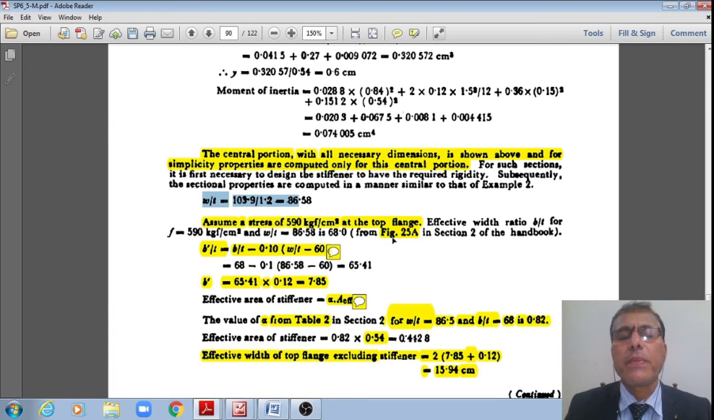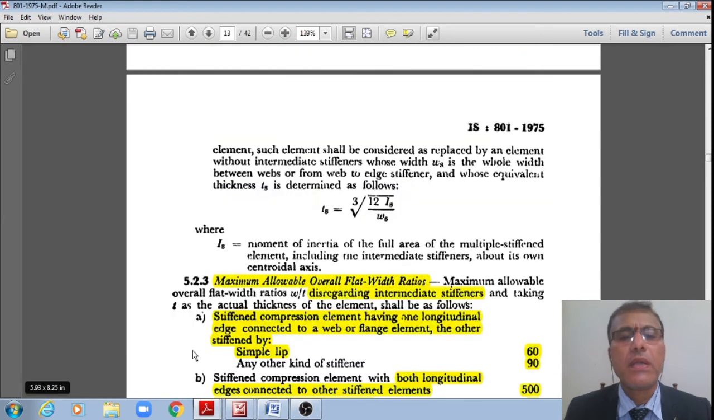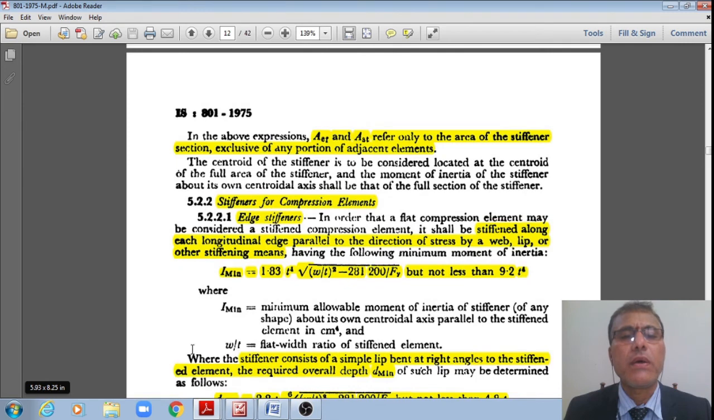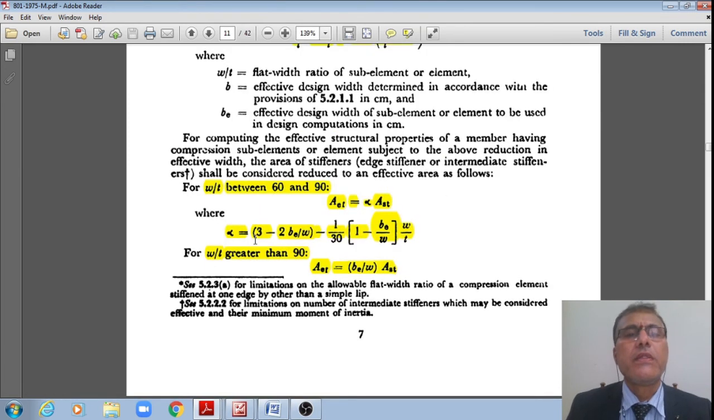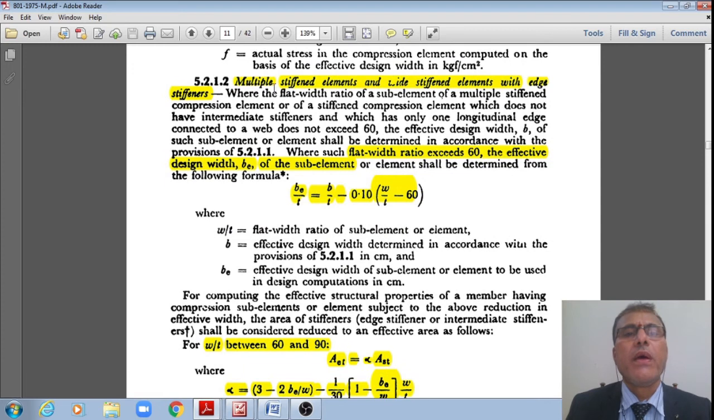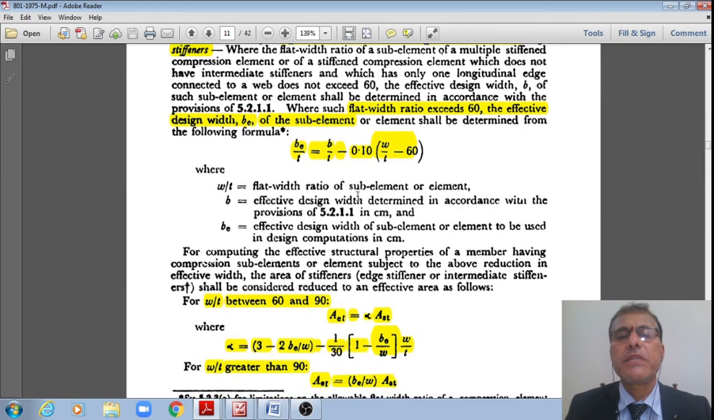Therefore, from the design chart of figure 25A of this SP65, or alternatively from clause 5.2.1.2, I'll just revisit that. 5.2.1.2, right? This one, student. Sorry, this code specification: multiple stiffened elements and wide stiffened elements with edge stiffeners, right? Where the flat width ratio exceeds 60, then b divided by t is equal to w by t minus 0.1 multiplied by w by t minus 0.6, right?